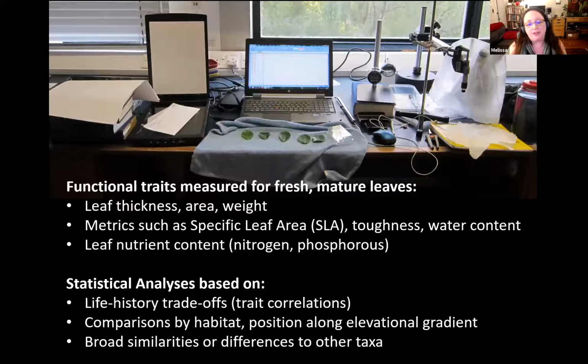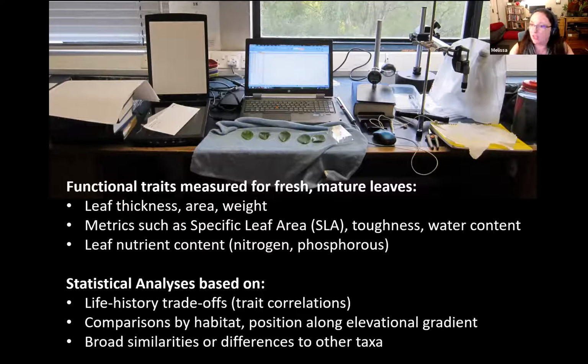The functional traits that I measured included a variety related to leaf thickness, area, and weights, basically what the leaves look like, as well as more standardized metrics that give an idea of the life history strategy. That includes things like specific leaf area, toughness as a metric of, for instance, resistance to herbivory, water content, as well as grinding leaves up and looking at the nutrient content of things like nitrogen and phosphorus.